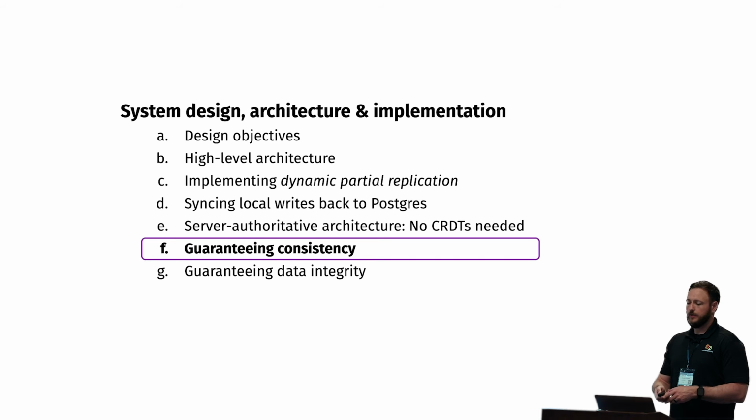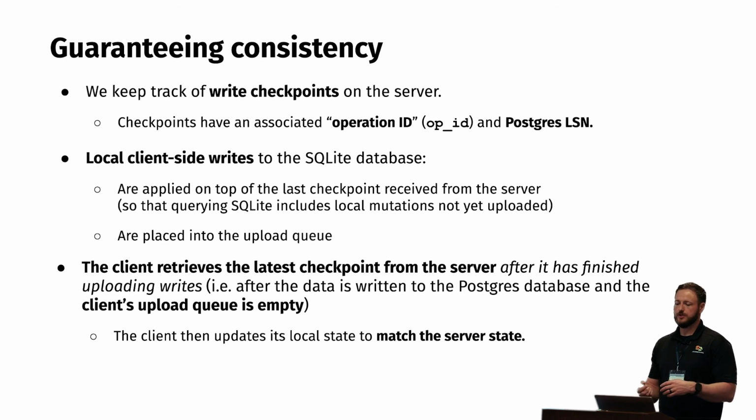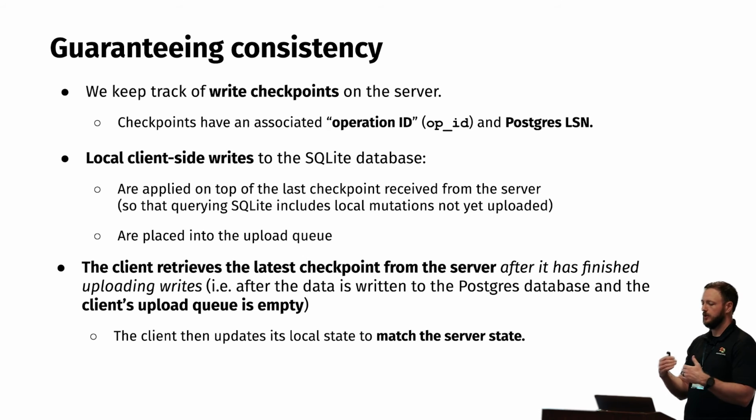And then guaranteeing consistency. So we keep track of write checkpoints on the server. So checkpoints have an associated operation ID and Postgres LSN. As I mentioned, the local client-side writes, the developer can just write to the SQLite database. Those writes are applied on top of the last checkpoint received from the server. So that if the app is offline and the app queries the local SQLite database, those query results reflect local mutations that have not yet been uploaded, but then they're also placed into an upload queue.